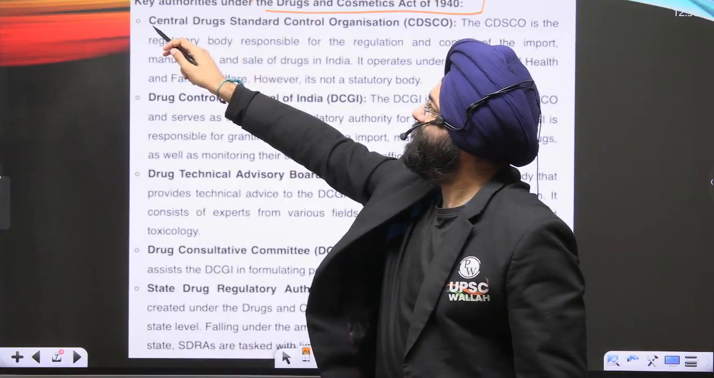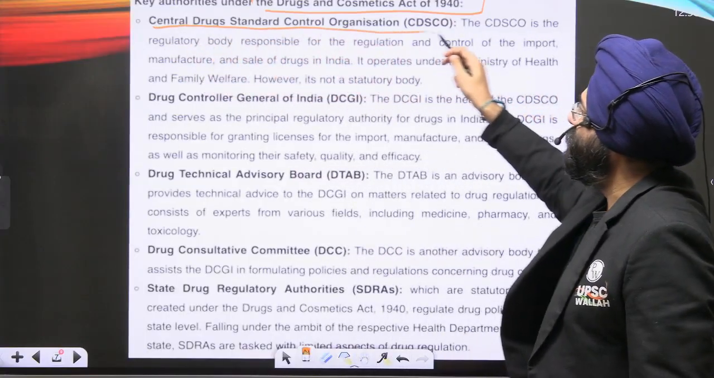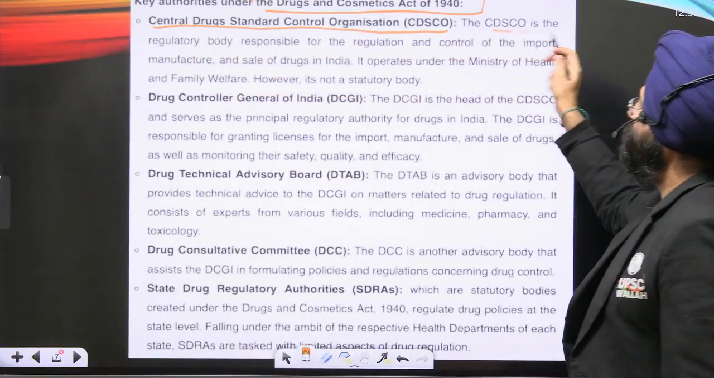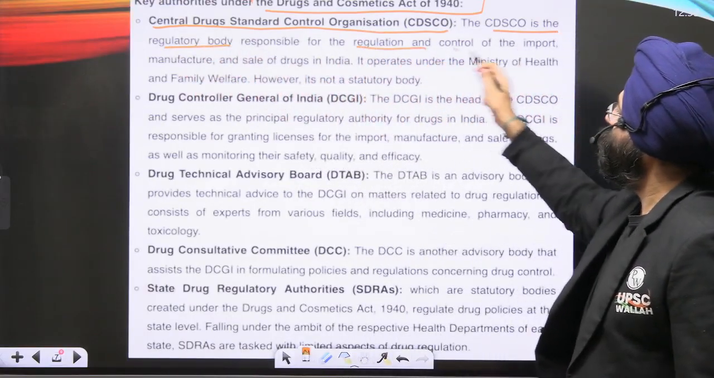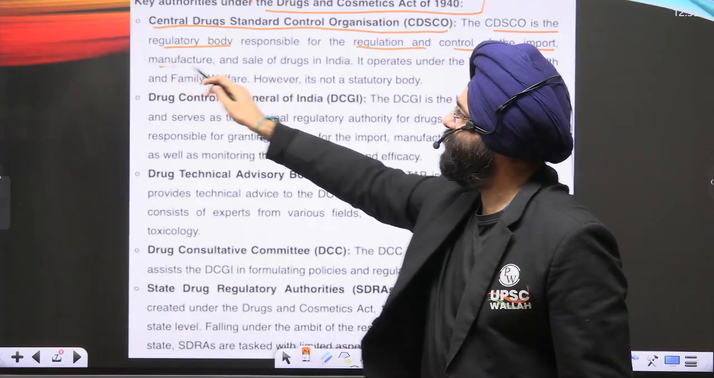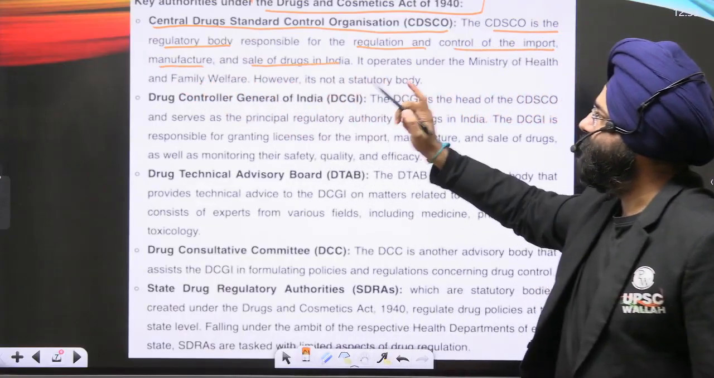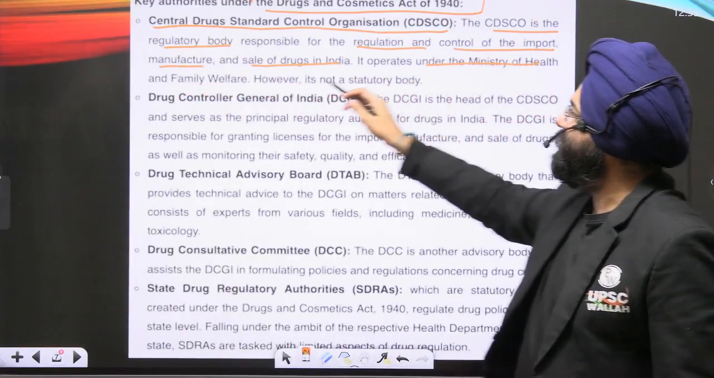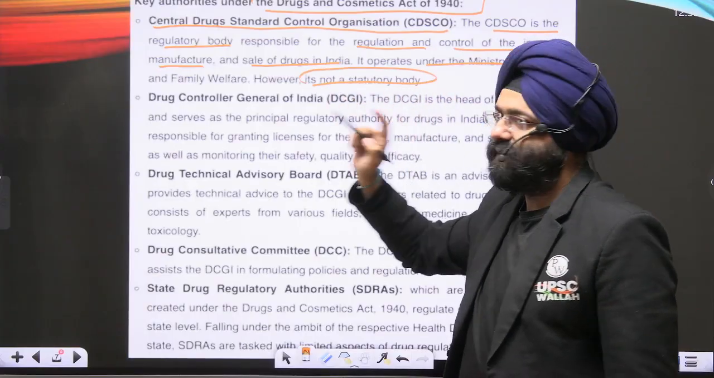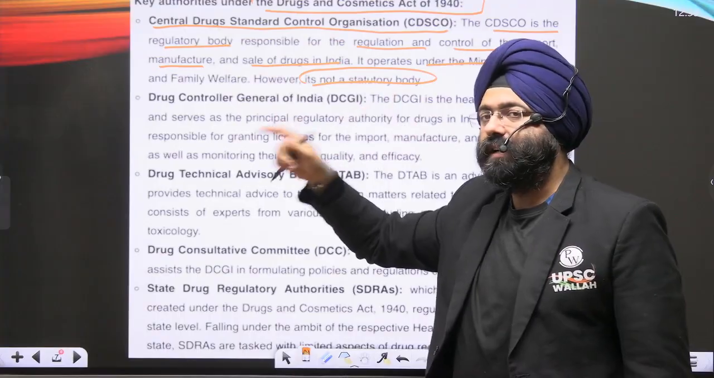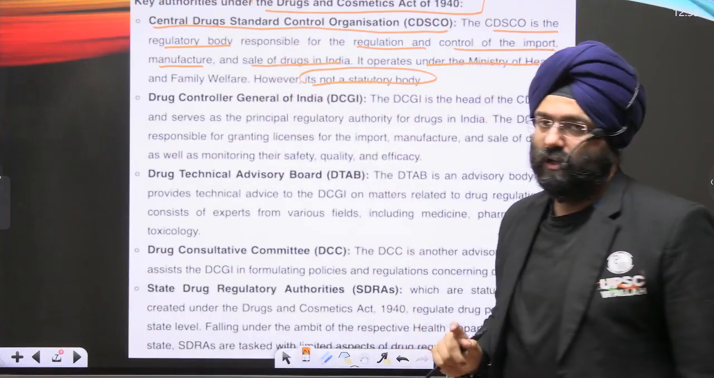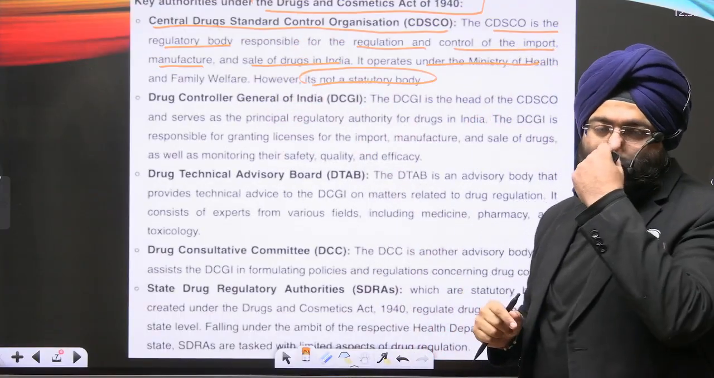Let's see. Central Drugs Standard Control Organization, CDSCO. The CDSCO is a regulatory body responsible for regulation and control of import, manufacture, and sale of drugs in India. It operates under the Ministry of Health. It is not a statutory body. So please understand, any import, any manufacture, or any sale of drugs will be done under the permission of CDSCO. This is a very important regulatory body.